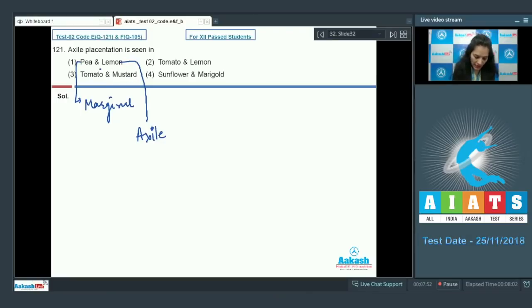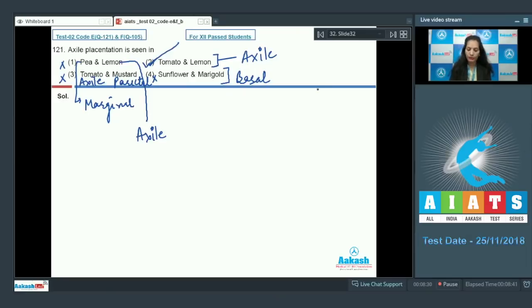Again, tomato has exile but mustard has parietal presentation. Sunflower and marigold both have basal presentation. Tomato and lemon both have exile presentation. Option 1, 3 and 4 are ruled out as both the members of these options do not contain exile presentation. Option 2 is the correct option as tomato and lemon both have exile presentation.